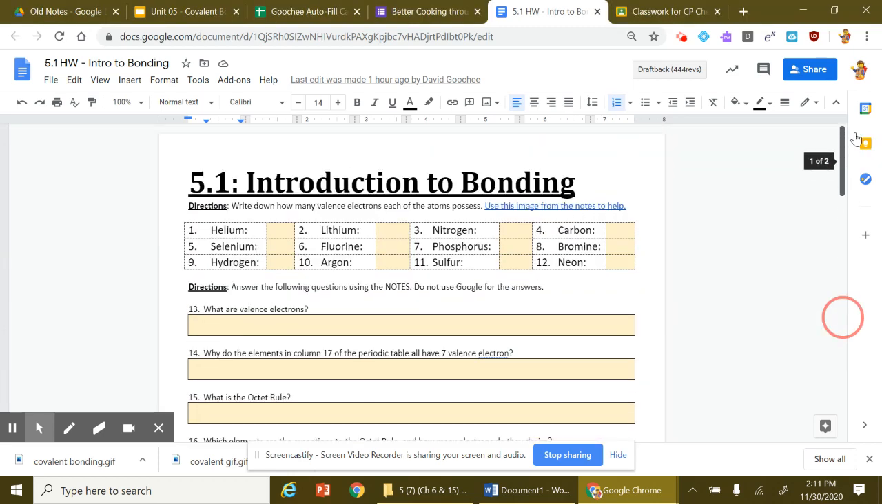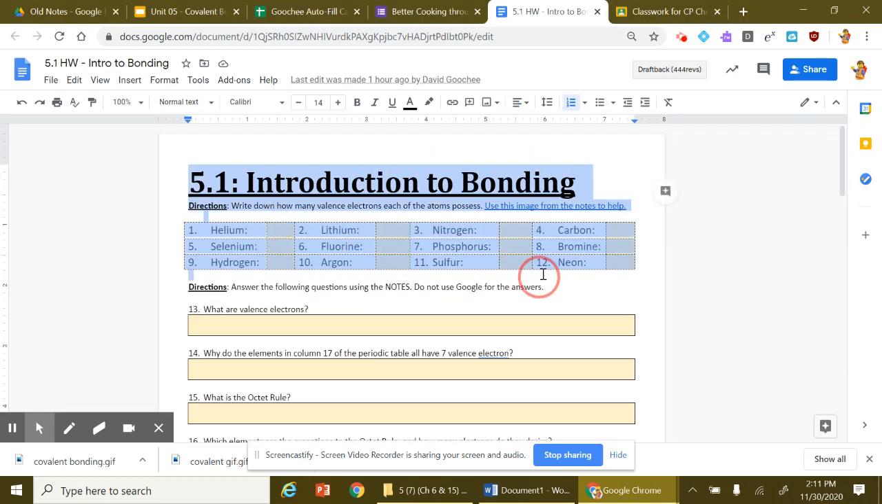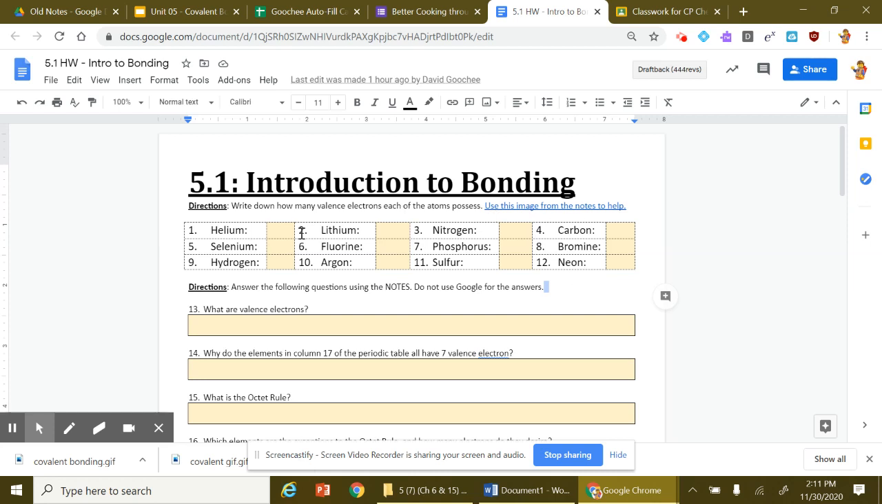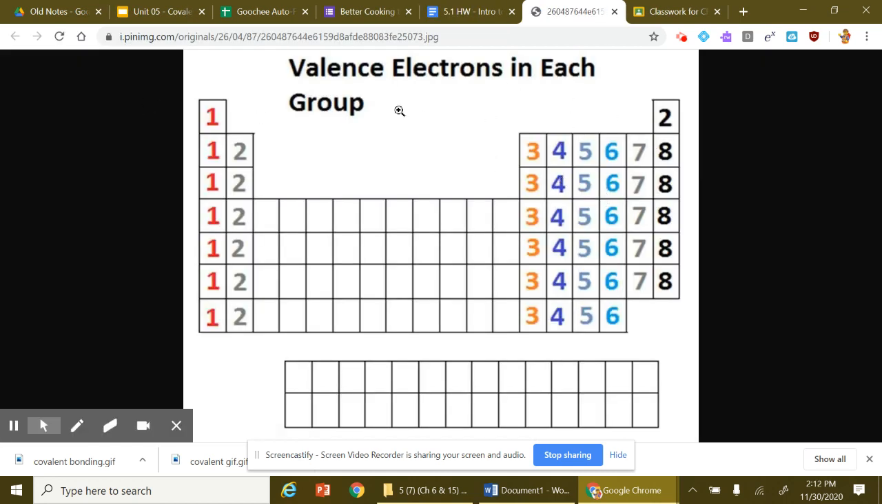Okay, so your attendance activity, at least in some of the classes, was to do these first 12. That's fine. Just look up what column it is on the periodic table. Find where helium is. Wherever helium is in the periodic table, whichever number it falls in, that's how many valence electrons it has. In fact, you'll see helium is in the upper right corner of the periodic table.